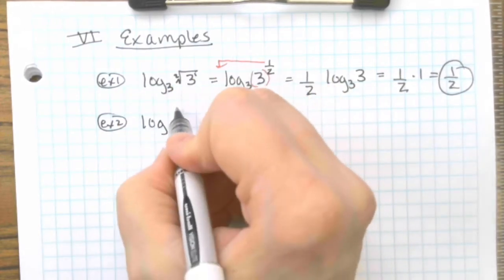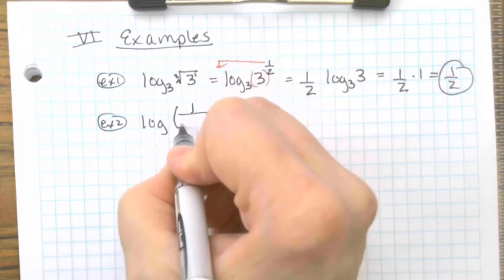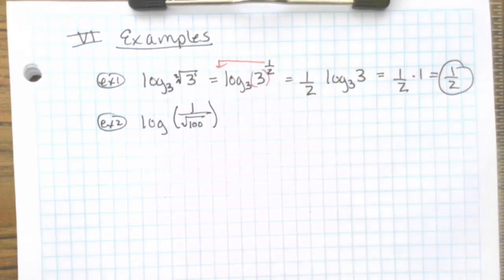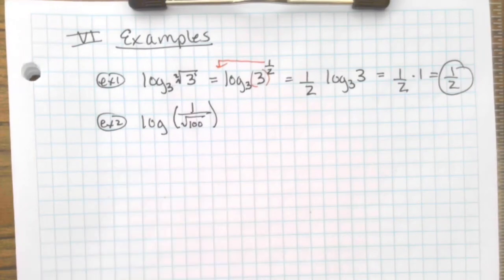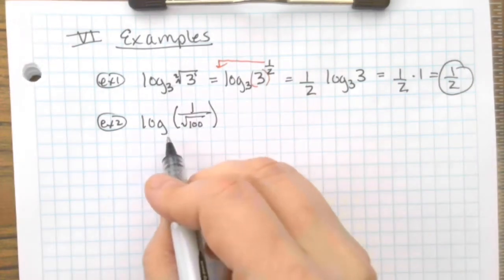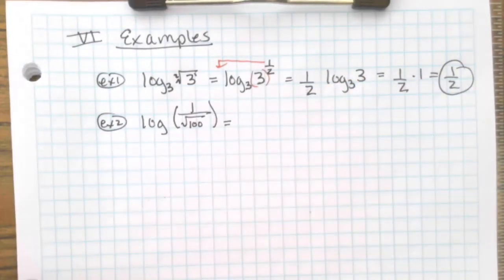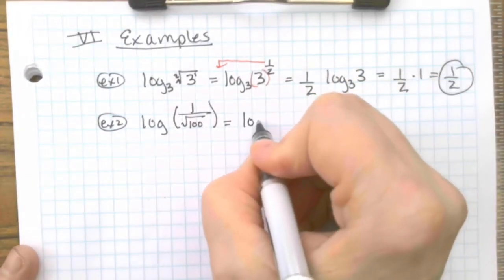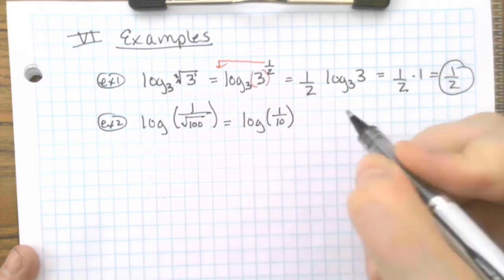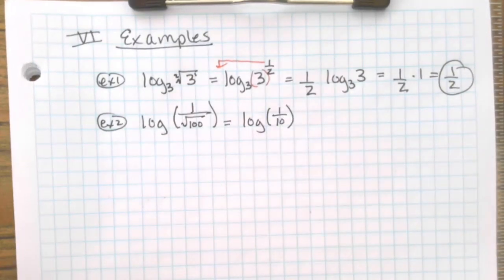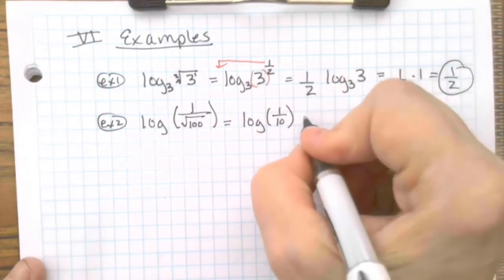Let's say you have log and the argument is 1 over the square root of 100. Now automatically this is a base 10 log because there's no base written, so it's automatically a 10. You know that the square root of 100 is 10, so this is log of 1/10. Now you don't want to split it into a log over a log. That will just make it worse.